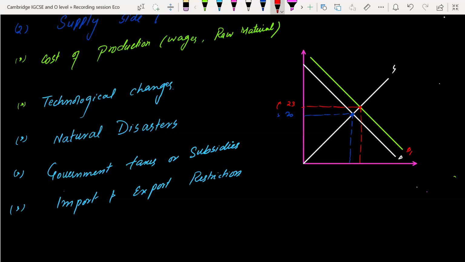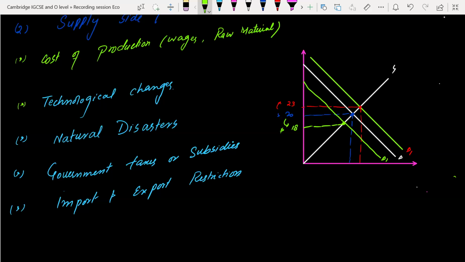We have discussed this in demand side factors. On the other hand, if the demand decreases, the new demand curve will be on this side, D2. Now it is intersecting at this point. So the price will fall. If it increases or decreases, both are changes in the price.